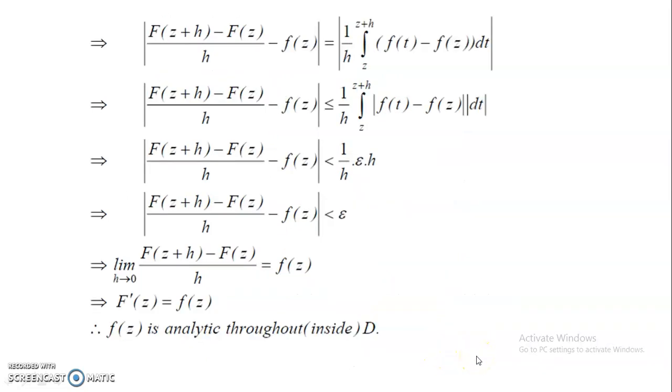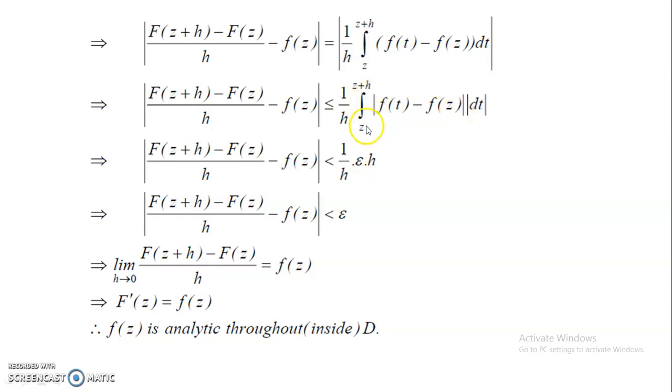So then what is this here? Taking a modulus on both sides, if you take the individual moduli, 1 over h becomes modulus of h, which is h itself, and the modulus of f of t minus f of z. Since the function is continuous, the magnitude of f of t minus f of z is less than epsilon, that I am taking.